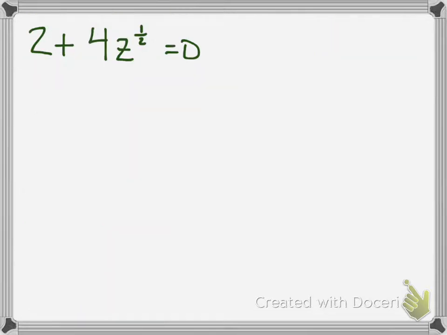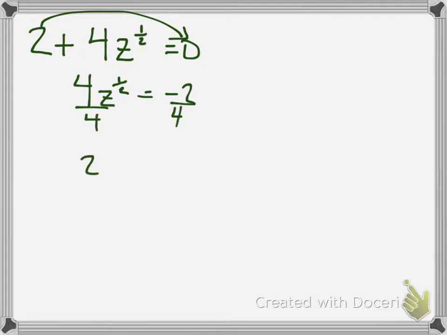Okay, here's another example. This time I just have z to the 1/2 power. Nothing else is with it under the parentheses. So I'm going to isolate this. I'm going to move the 2 over here. I get 4z to the 1/2 power, which is the square root, is equal to negative 2. Divide by 4, and you get z to the 1/2 power is equal to negative 1/2.